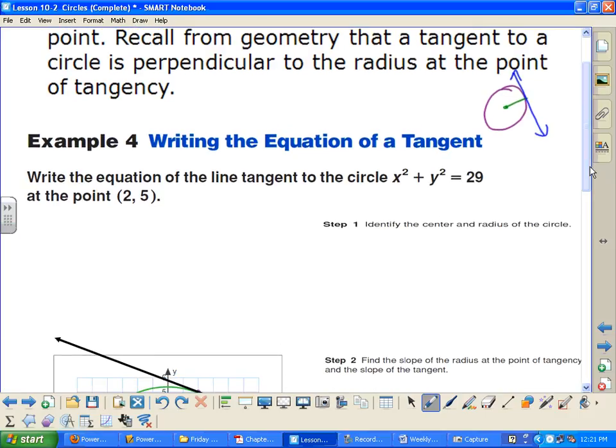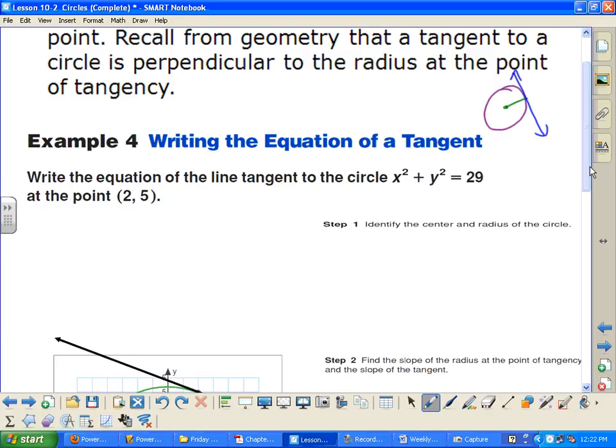So it says write the equation of the line tangent to this circle, x squared plus y squared equals 29 at the point 2, 5. And we're going to go through 3 steps to get there. Step 1, we want to identify the center and radius of the circle. Now, I have radius on there, but you don't have to recognize what it is or identify it, but it's not a bad thing either.